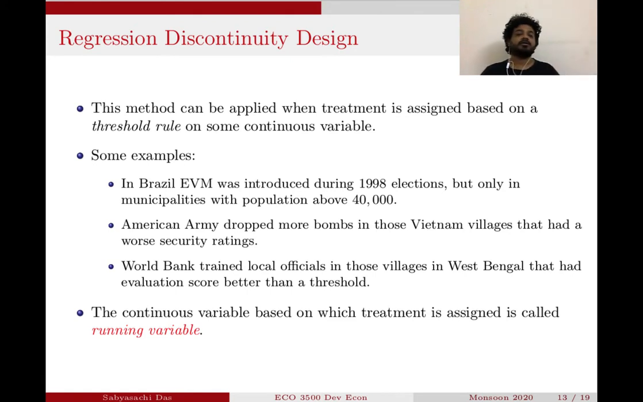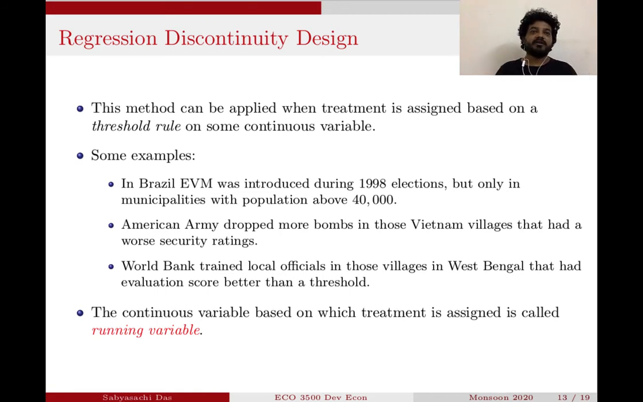I worked on a research project where I looked at a World Bank training program of local officials in villages in the state of West Bengal. Now, the World Bank couldn't train all the local villages in the entire state of West Bengal. So they selected only a subsample of villages to do the training program. How did they select this?